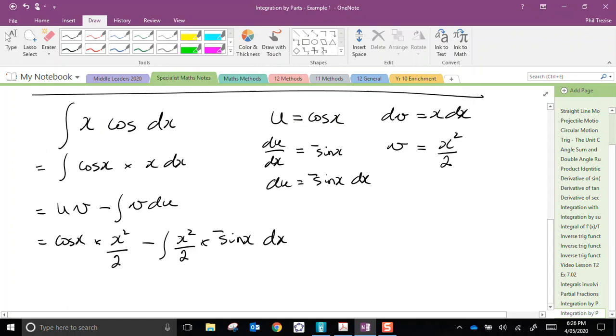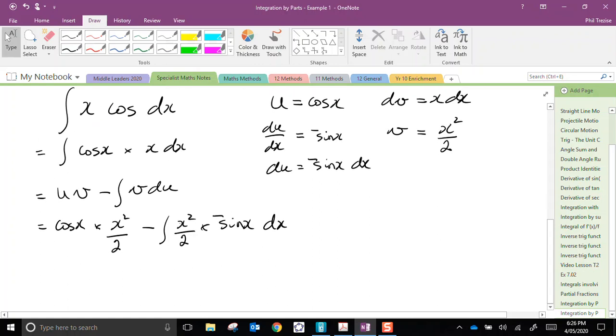Now look what's happened. We took an integral which was x to the first power multiplied by cosine, and now we've ended up with a worse integral with an x squared multiplied by the trig function sine of x. So you can see that by choosing u and v in this manner, I've ended up with a much worse situation, and that is a bit of a dead end. I'm not going to get anywhere there.